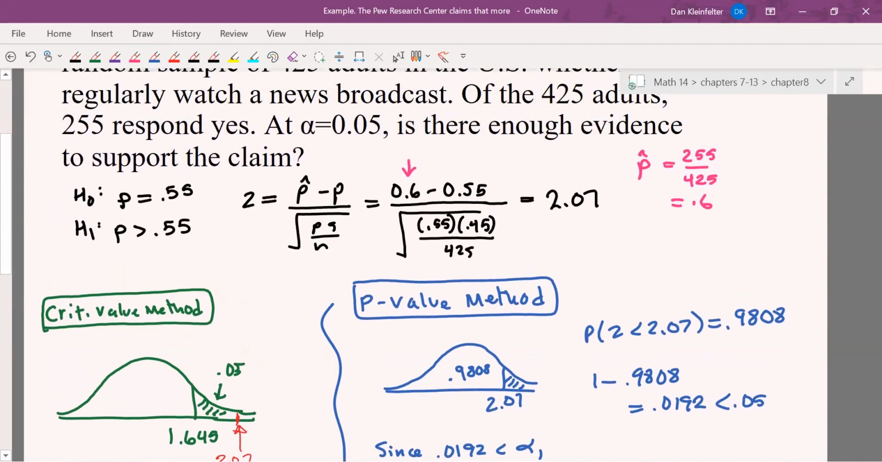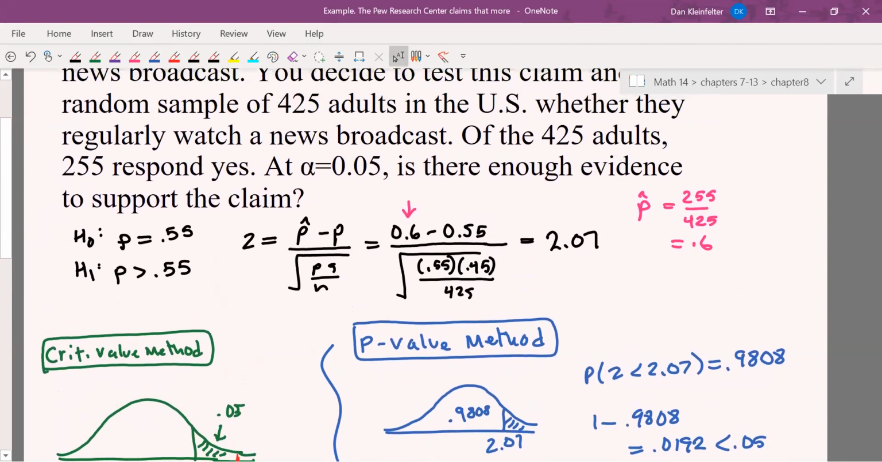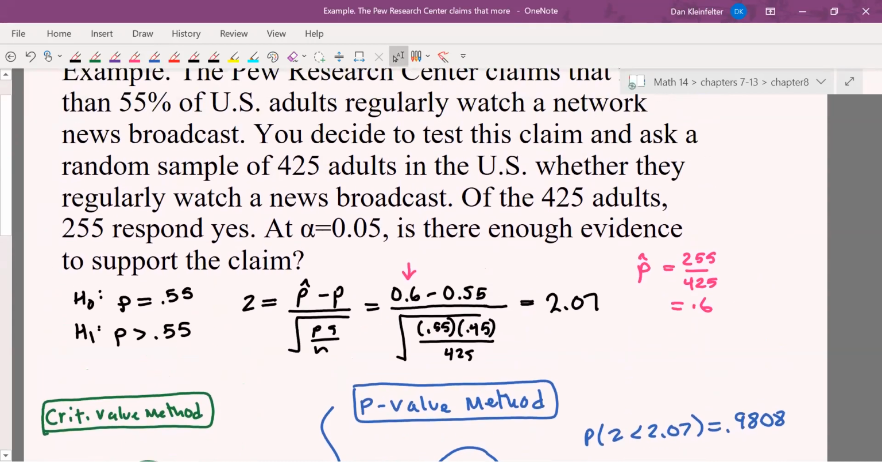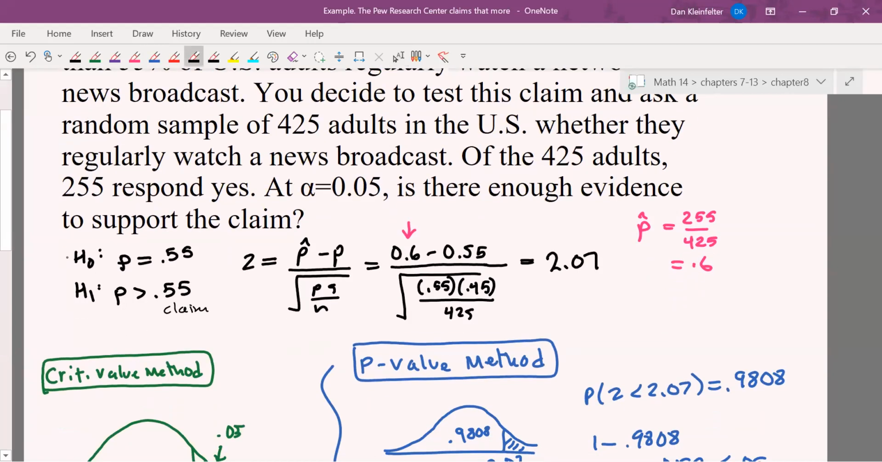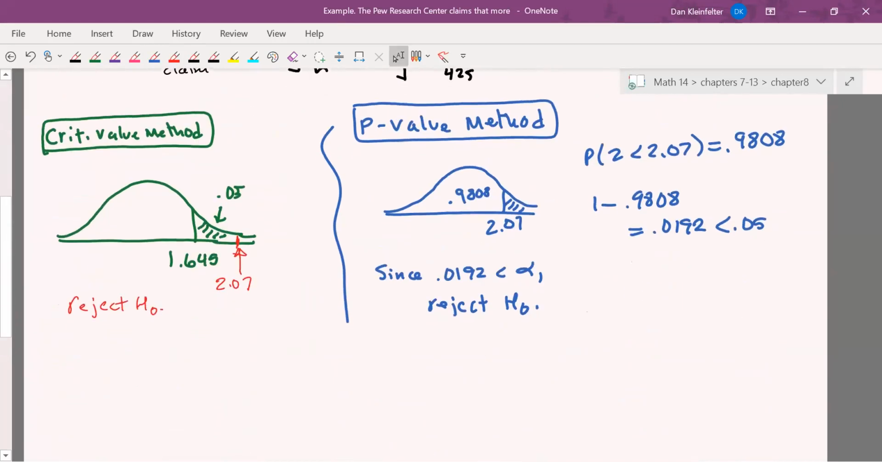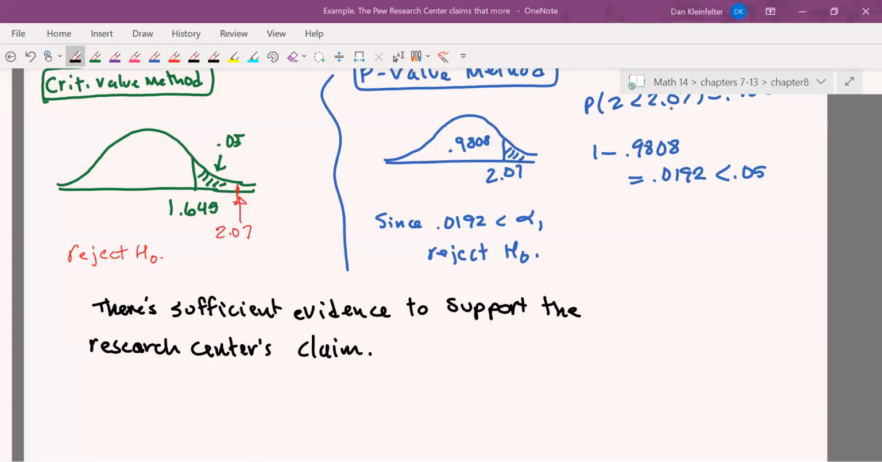Okay, so the claim was the alternative, right? More than 55%. You may want to write the claim next to whichever hypothesis corresponds to the claim. We were able to reject the null hypothesis, which means that there is enough evidence to support the claim. So we've written out our conclusion as a plain English sentence: there's sufficient evidence to support the research center's claim.